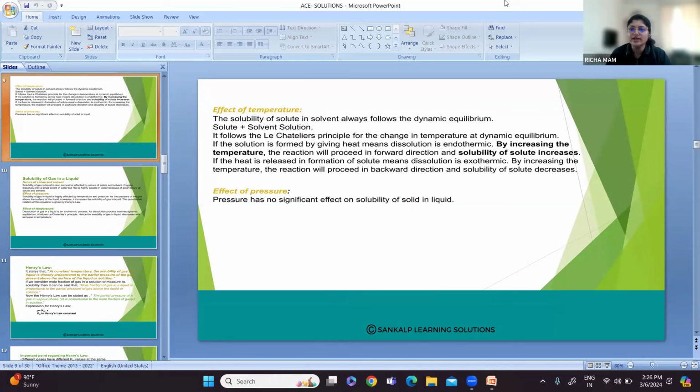Everything is understood, whatever has been told till Henry's law. Henry's law we will be discussing in the next class. Today we have just seen the definition and the mathematical expression, which is very important for 2 marks: define Henry's law with mathematical expression. One mark for the law and one mark for the expression. We'll discuss Henry's law and the other factors tomorrow.